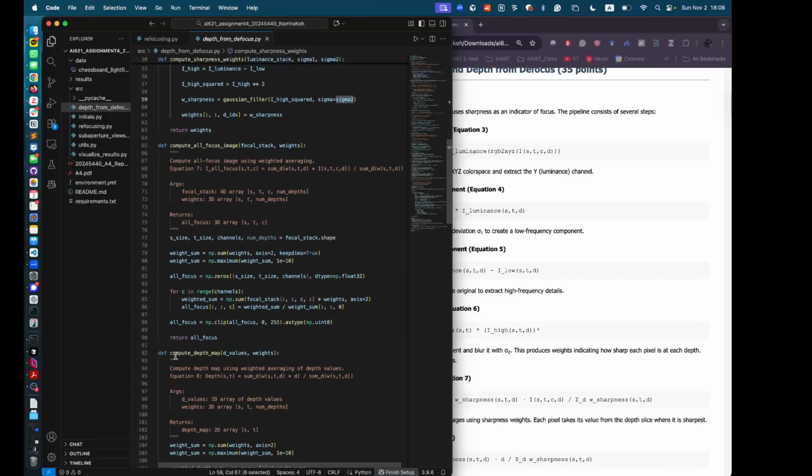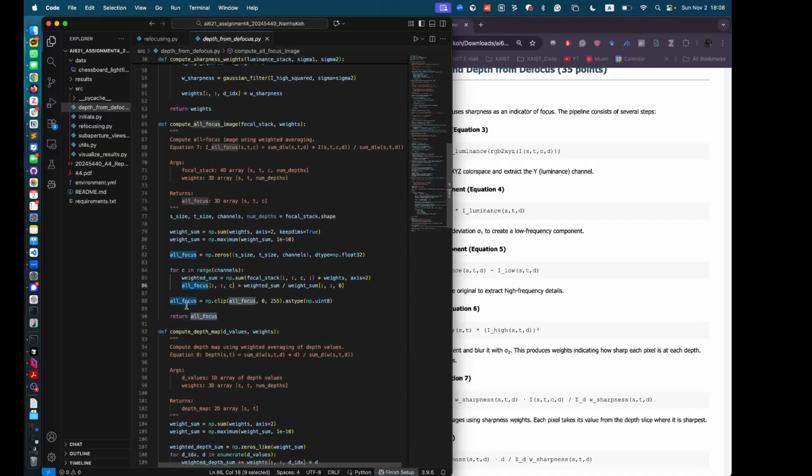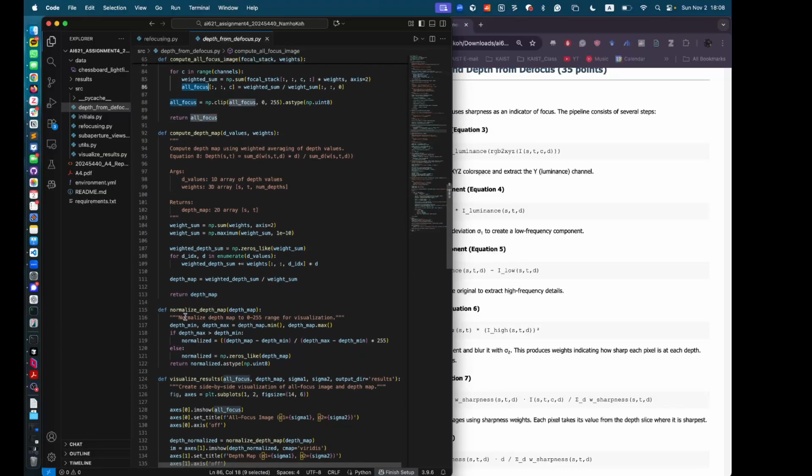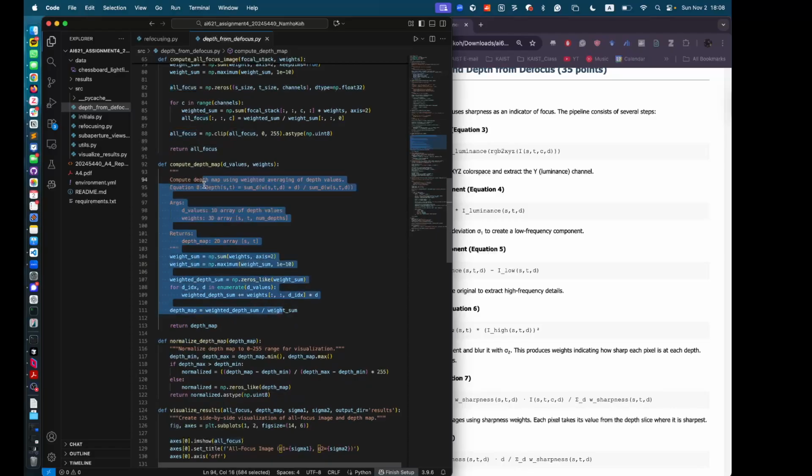So higher weights indicate the correct depth. And the compute all-in-focus image function here at line 65 uses these weights. Looking at lines 79 to 86, we compute a weighted sum of all the depth slices for each color channel, and they're normalized by the total weight. This essentially allows us to select the sharpest pixel value from across all depths. Now, similarly, the compute depth map function, as you can see in line 92, computes a weighted average on the depth values themselves. Lines 108 to 109 show this calculation. Instead of averaging pixel intensities, we're averaging the depth parameter D.